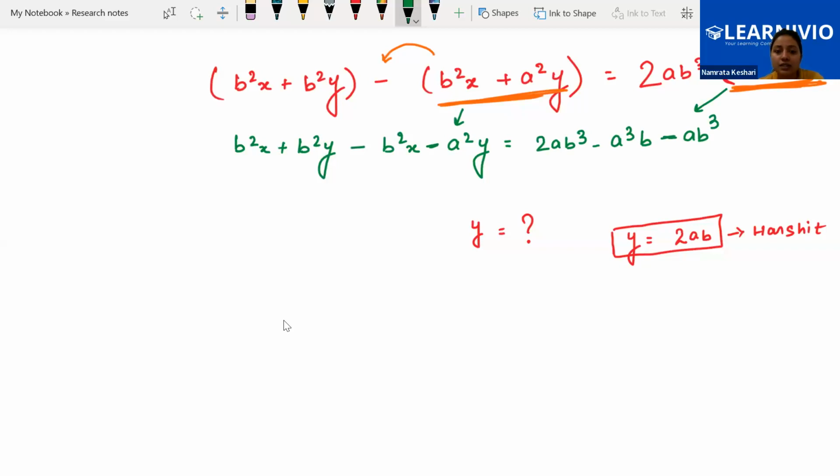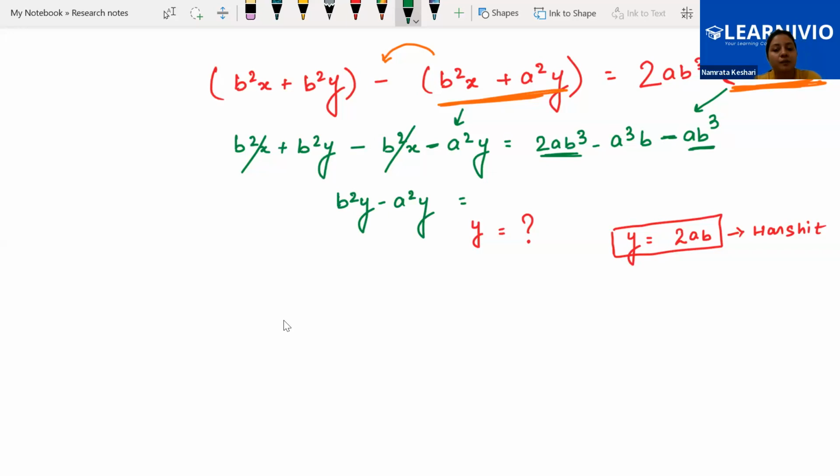Okay, now we can see these two are like one of the variable x that is eliminated already. That's what we wanted, to eliminate any one of the variable, and that's why the name is elimination method. Now we are having b square y minus a square y is equals to 2ab cube and one more ab cube I can see here. Okay, so 2ab cube minus ab cube is what?